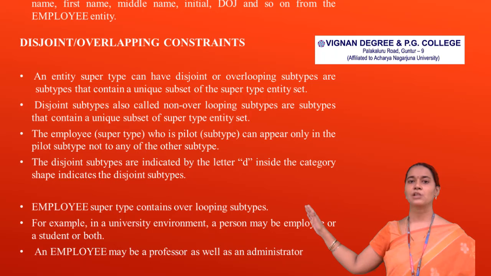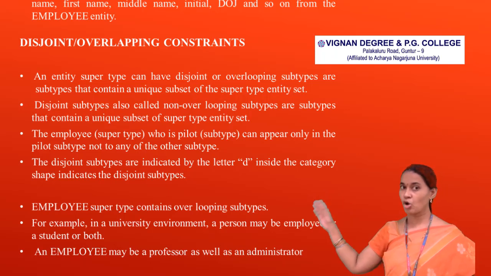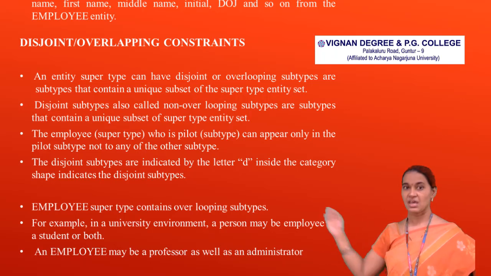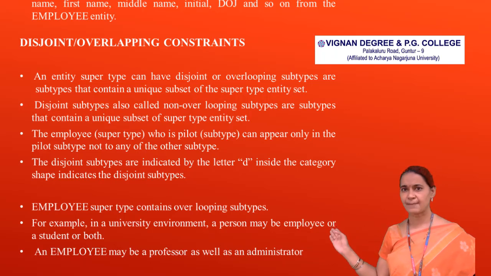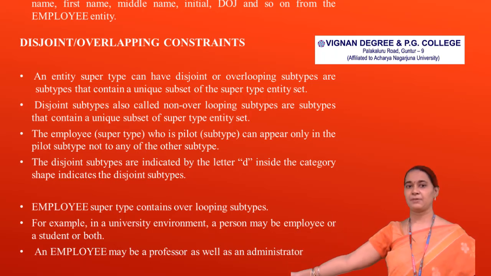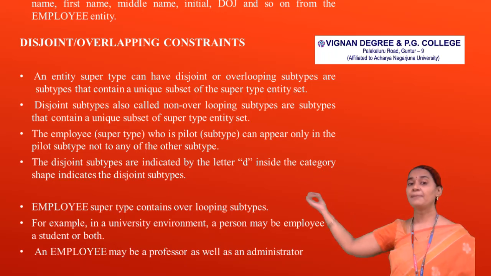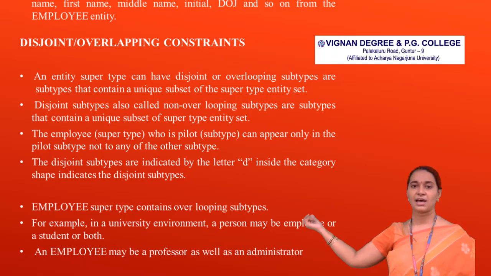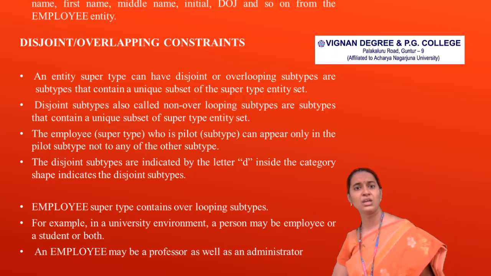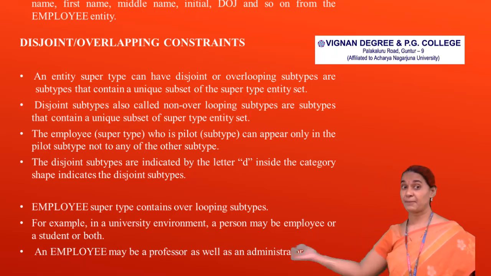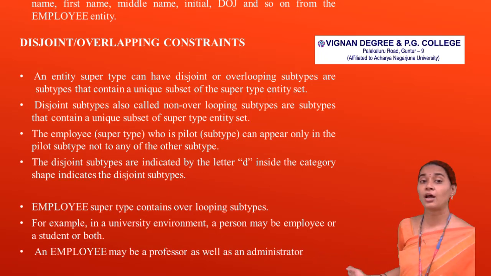The disjoint subtypes are also called non-overlapping subtypes. A non-overlapping subtype is a unique subset of its supertype, with its own unique identification to the entity supertype. In the employee supertype, pilot is a subtype that can appear only in the pilot subtype entity. So from the employee supertype I can inherit only the pilot employee numbers, names, date of join, etc. and send them to the pilot subtype. And no other subtypes will get those pilot numbers. The pilot numbers are not obtained into the accountant or the mechanic.